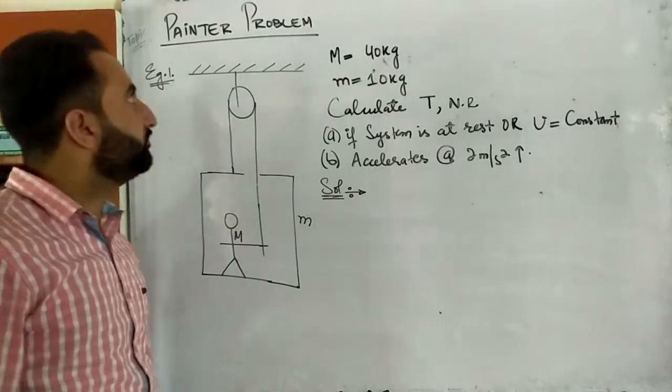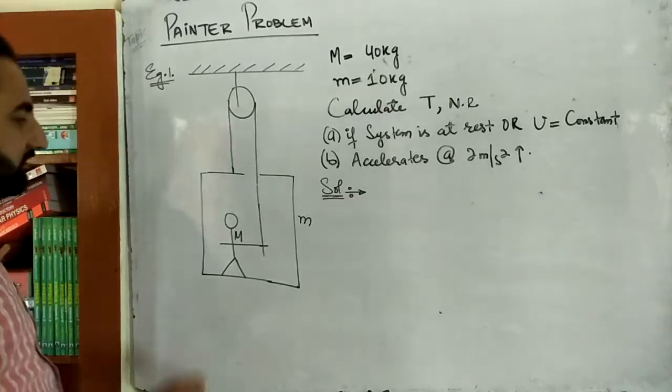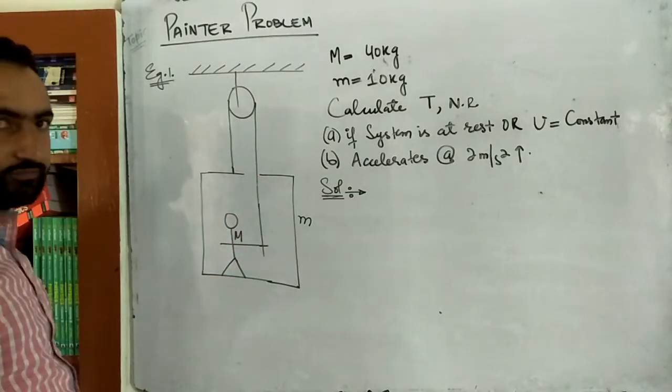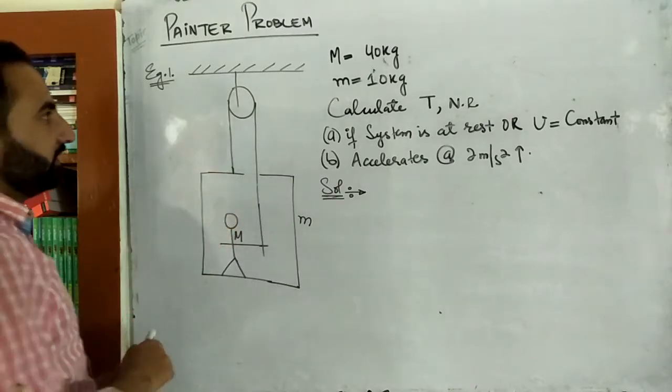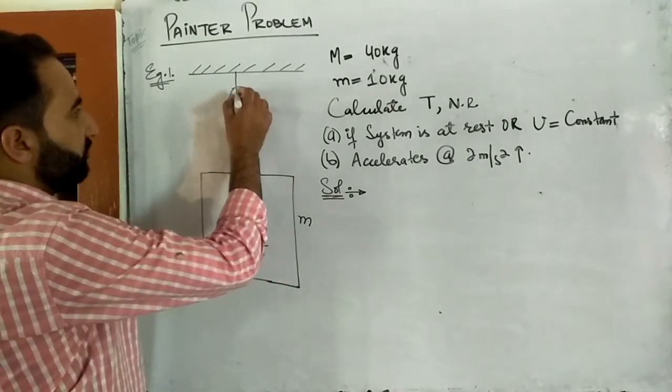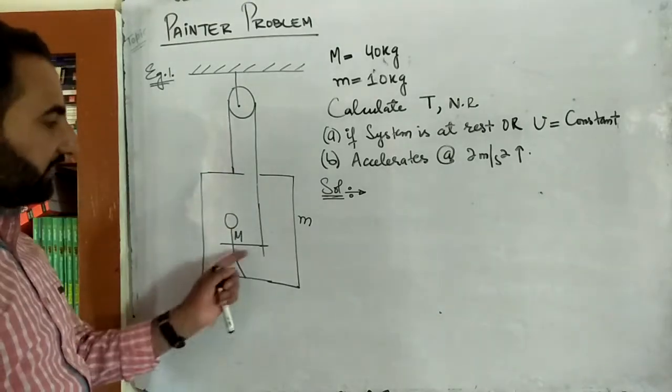Another important problem, famously called the Banter problem. Okay? So it's like this. There's a person inside this elevator, and there's a rope connected to the elevator, going over this massless and frictionless pulley. Then it is held by the person. So there's a person inside and it's held by the person.